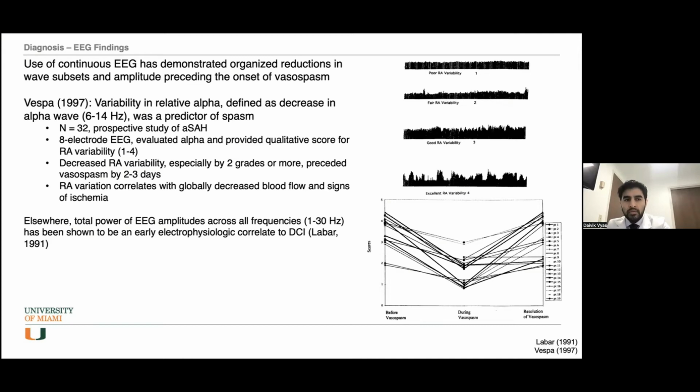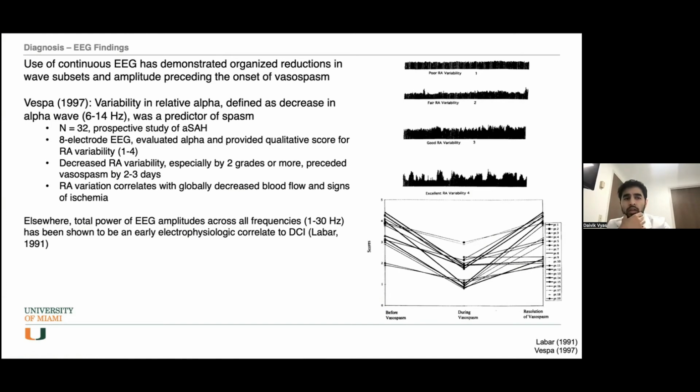So Vespo publishes the first paper on this in 1997, and he describes that there's a variability in the relative alpha value. So it's defined as the decrease in the alpha wave, and this is a predictor of vasospasm occurrence. So if you look at the figure on the top right, excellent relative alpha variability on the fourth image on the top right basically is something that is a good clinical response, whereas poor relative alpha variability suggests the impending vasospasm.